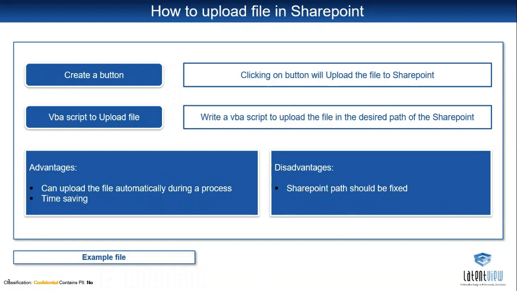Let's see the advantages and disadvantages of each process. The advantages of uploading a file in SharePoint: the first advantage is we can upload the file automatically in between a process, and it is time saving. The disadvantage is that the SharePoint path should be fixed. When we are writing the VBA script, we are inputting the SharePoint path. So if the SharePoint path changes, then the code might not work. We should update the SharePoint path each and every time it is changed.